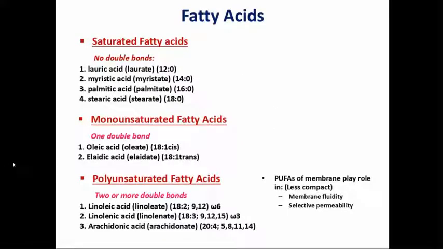Which one is good for our health? Is it saturated or unsaturated?